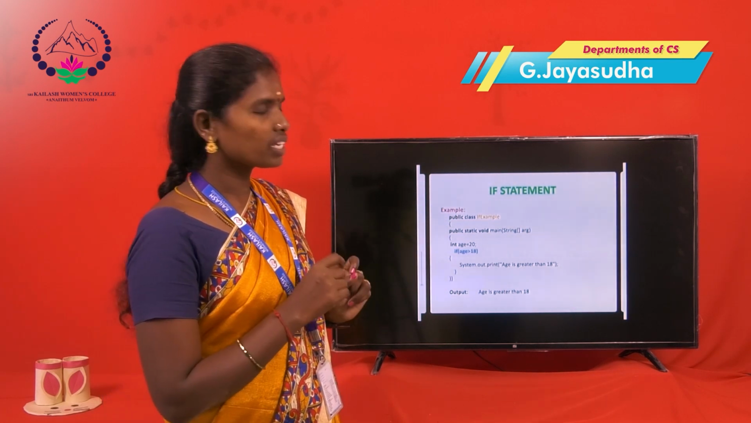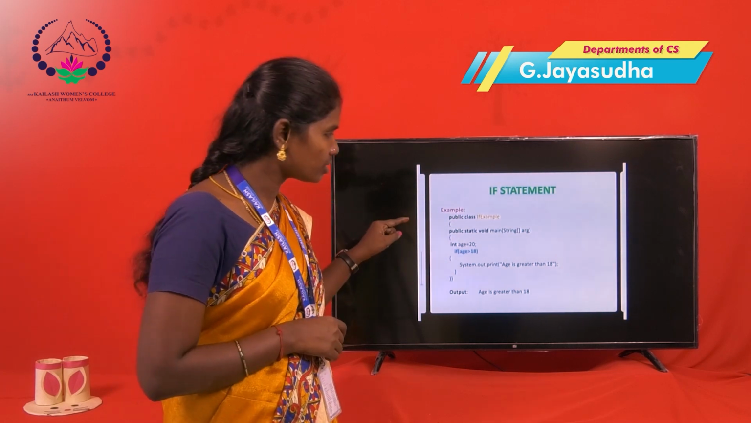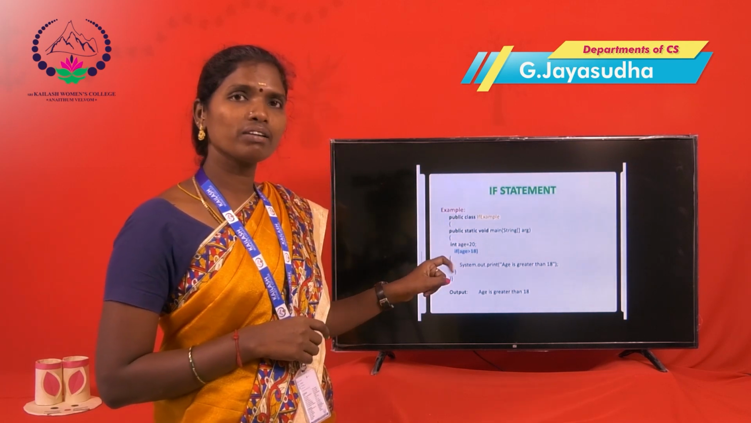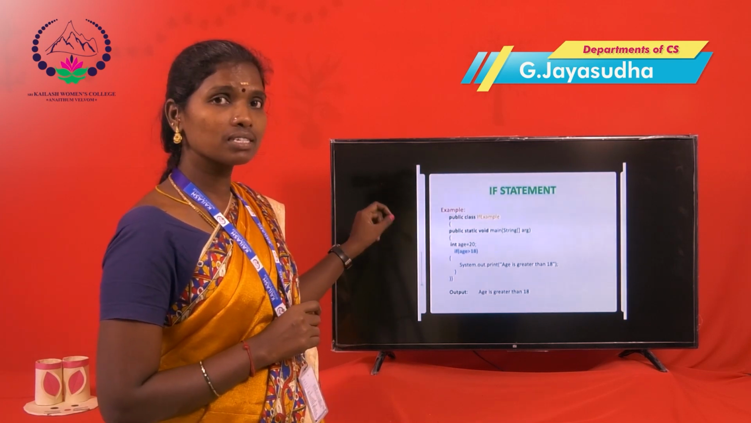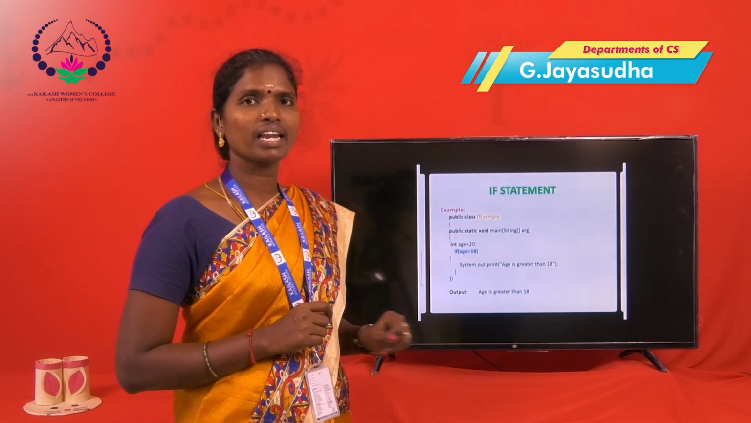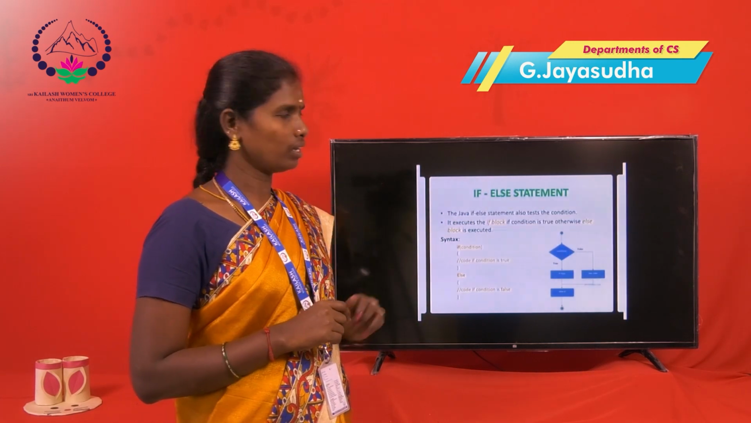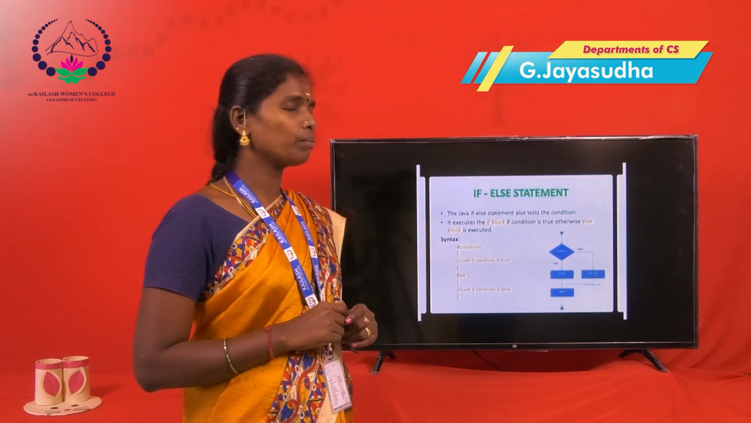System.out.print age is greater than 18. If the condition is true, this statement will be printed on your output screen. So what is the output of this simple program? Age is greater than 18. Okay.